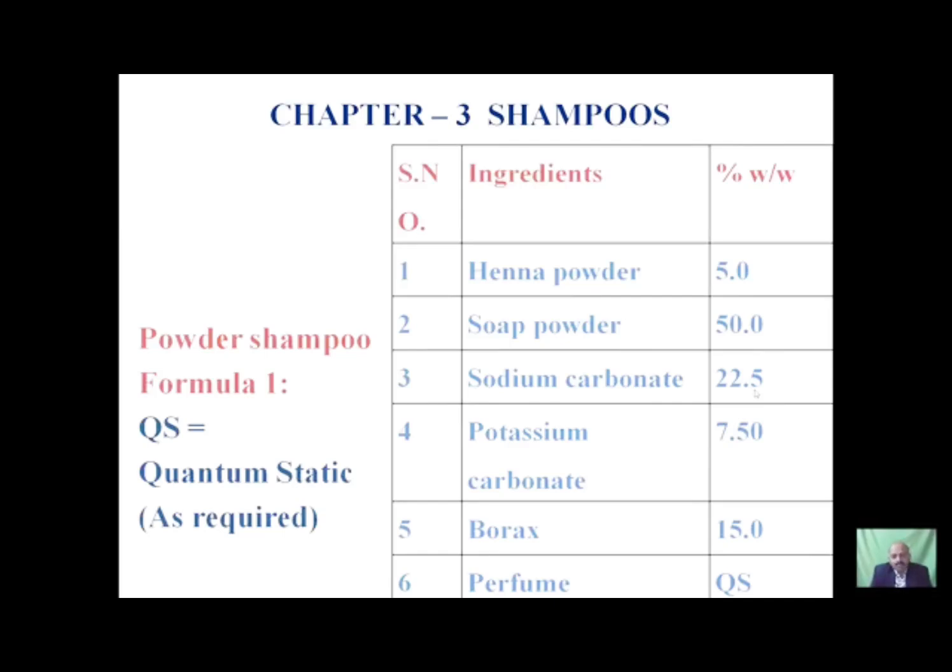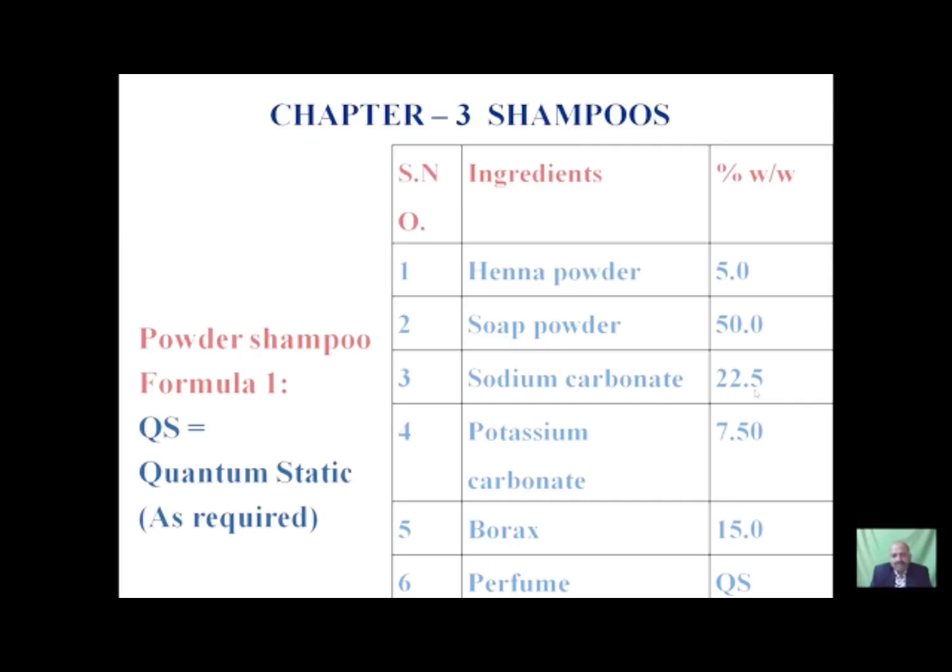There is a formula 1 for powder shampoo preparation. We can see the table here: serial number, ingredients, and percentage weight by weight. There are six ingredients. Henna powder can be added at 5% weight by weight, soap powder 50%, sodium carbonate 22.5%, potassium carbonate 7.50%, borax 15% weight by weight, and perfume QS, meaning quantity sufficient, as required.